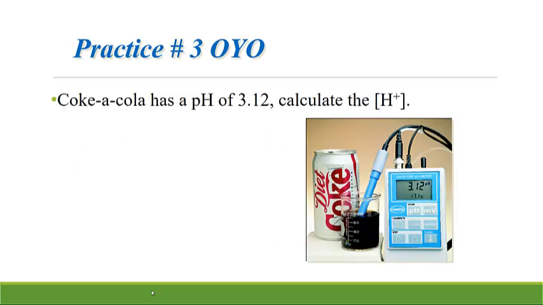Try this one on your own. Coca-Cola has a pH of 3.12. Calculate the hydrogen ion concentration. So go ahead and pause the video and figure this out. Come back when you're done.